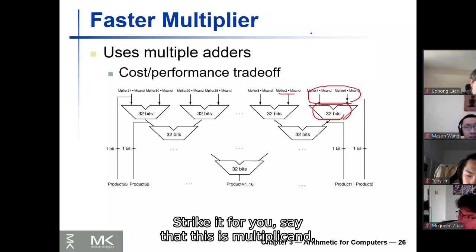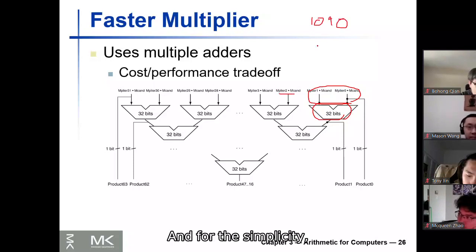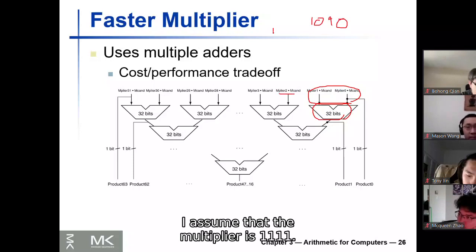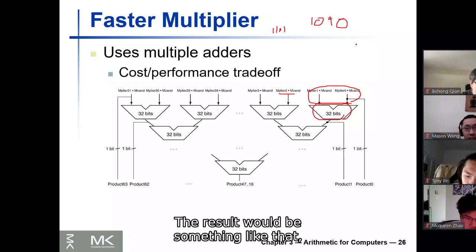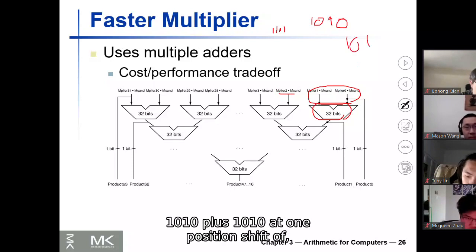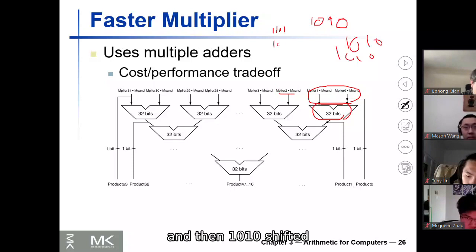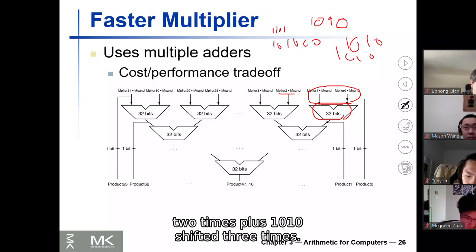So let me write it for you. Let me say that this is multiplicand. And for the simplicity, I assume that the multiplier is 1, 1, 1, 1. If this is the case, what would be the result at the end? The result would be something like that: 1, 0, 1, 0 plus 1, 0, 1, 0 shifted left at one position, and then 1, 0, 1, 0 shifted 2 times plus 1, 0, 1, 0 shifted 3 times.